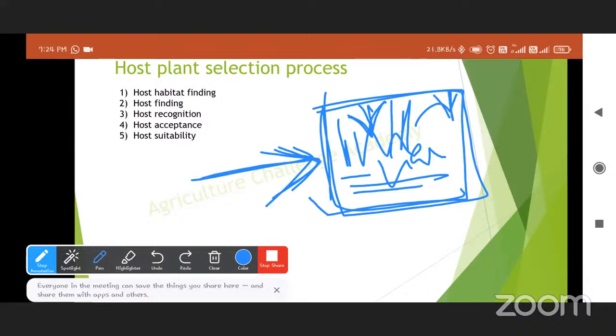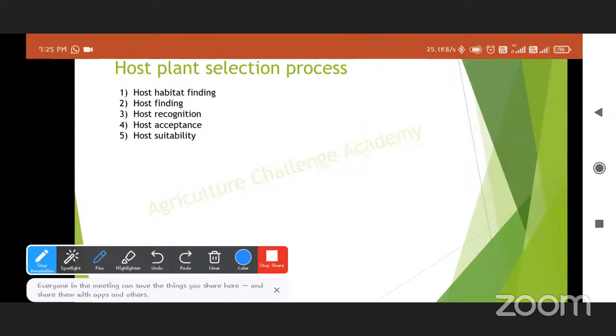This is facilitated by specific volatiles and gustatory inputs. It is characteristically triggered by gustatory inputs and olfactory inputs. And when it identifies its main host, then it goes for the oviposition.